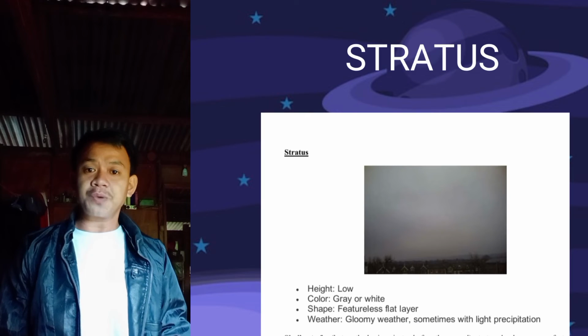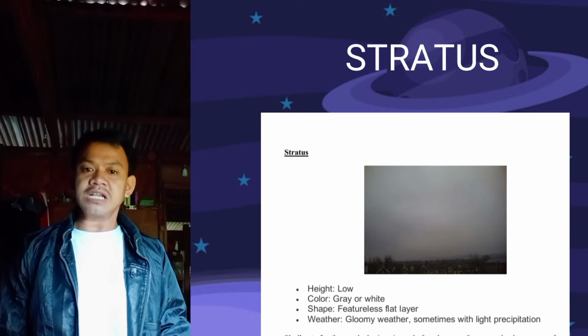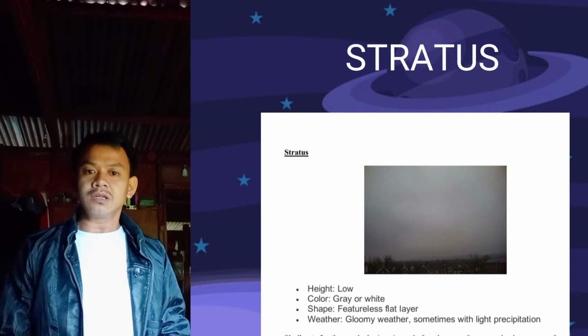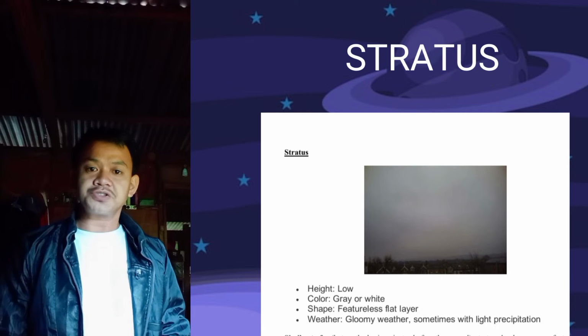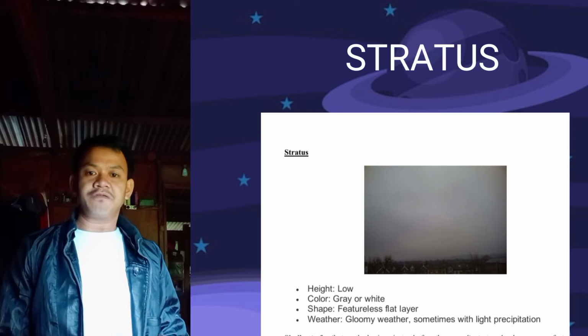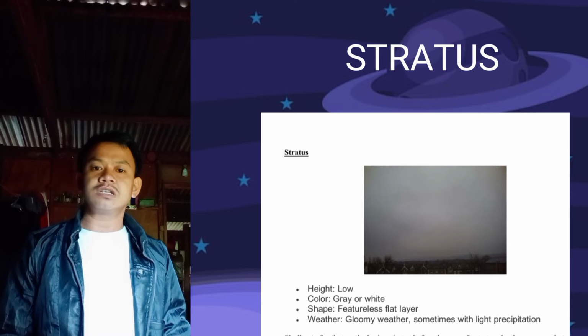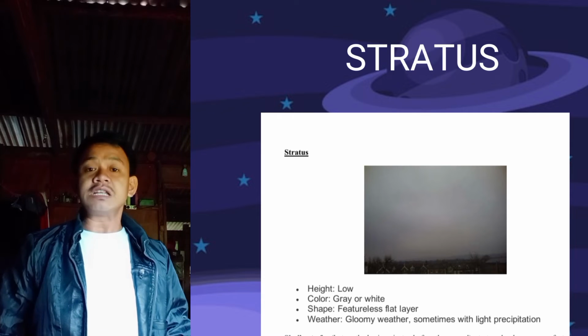And then let's proceed to number ten, the stratus. Stratus clouds are similar to fog, but on the horizon instead of on the ground. Stratus clouds are gray, featureless layers of clouds that cover all or most of the sky. And that's all the types of clouds.